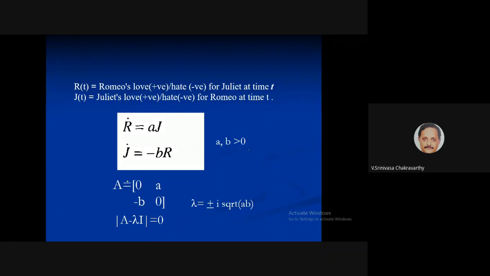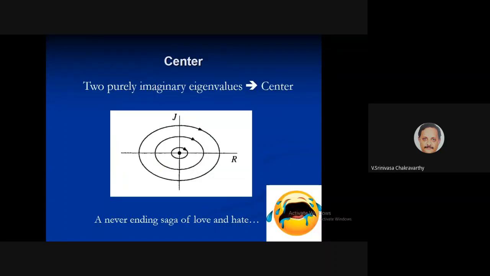So if you write down the equation, it is of the form x dot equals A x, and A is given by the matrix 0, A, minus B, 0. If you find the eigenvalues, lambda equals plus or minus i times the square root of AB. So both are complex, both are purely imaginary. Therefore you have a center. So they keep oscillating. They'll never stabilize.